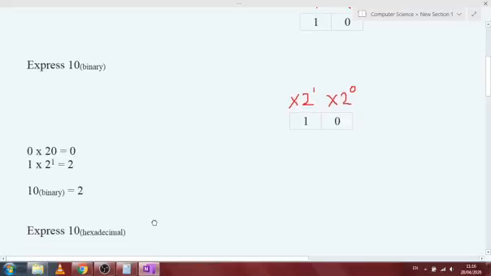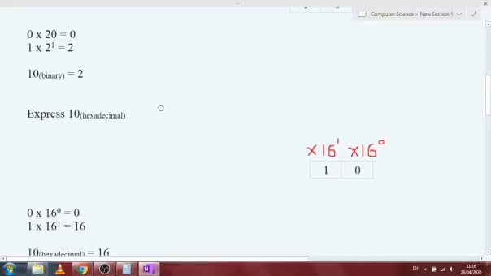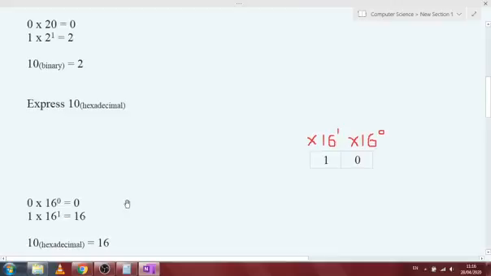Then take a look at hexadecimal, so we follow the same logic. In this we have one group of 16, one family of 16 to the 1, and 0 of 16 to the 0. So we have 0 by 16 to the 0, that one there gives us 0. We have 1 by 16 to the 1, that gives us 16. So 1, 0 in hexadecimal is 16.